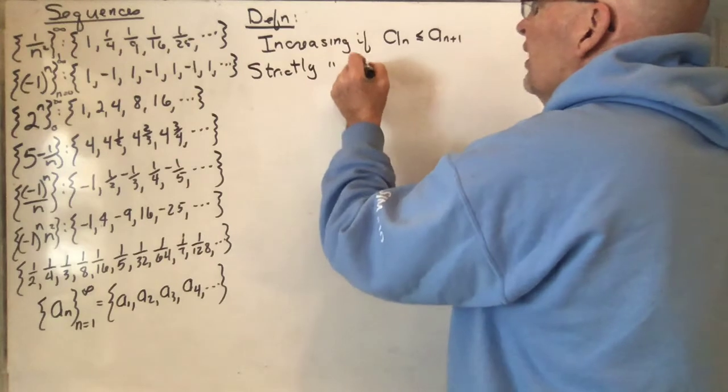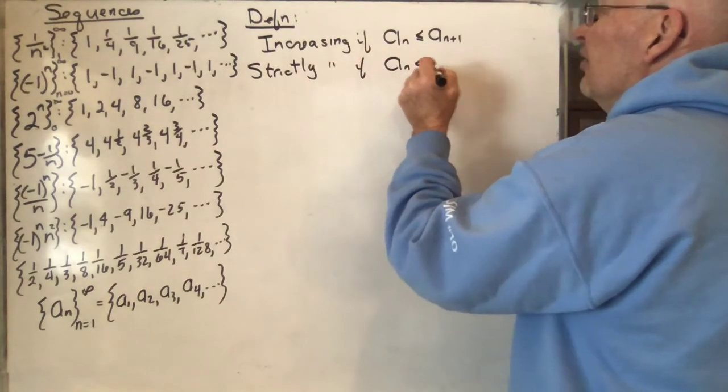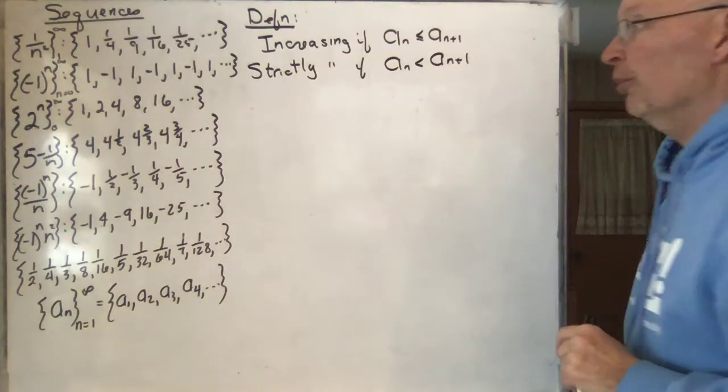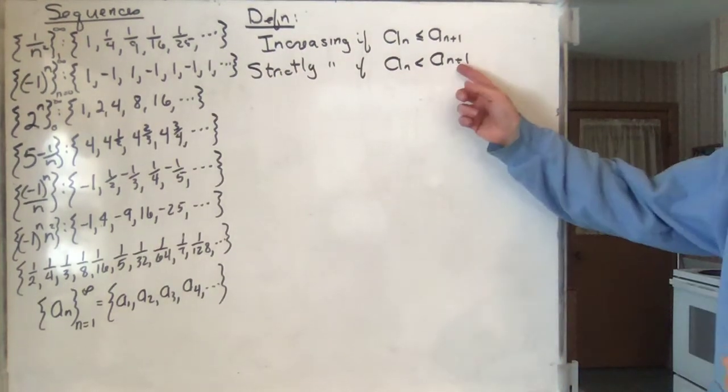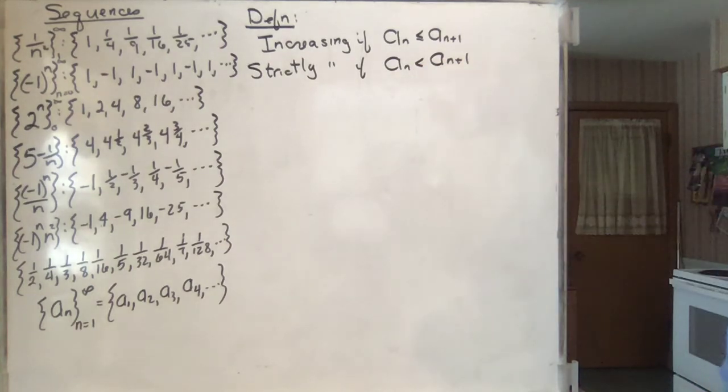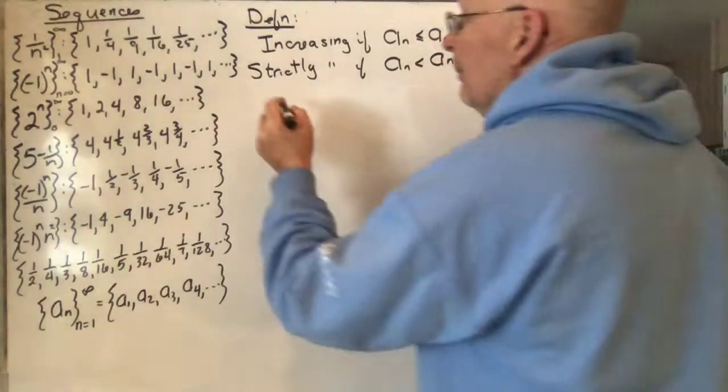Strictly increasing if a sub n plus 1 is strictly greater than the previous one. So it's strictly increasing as long as each one is greater than the previous one. Okay? Same thing for decreasing.